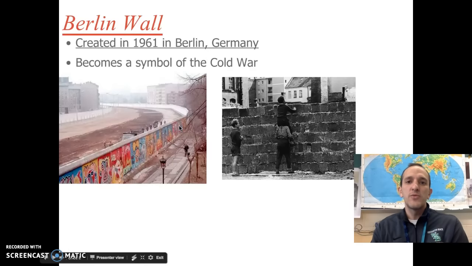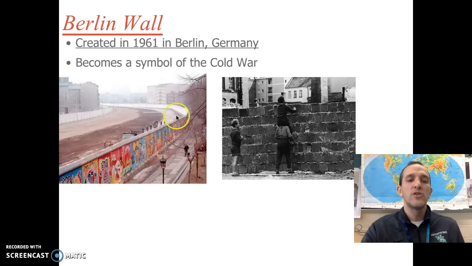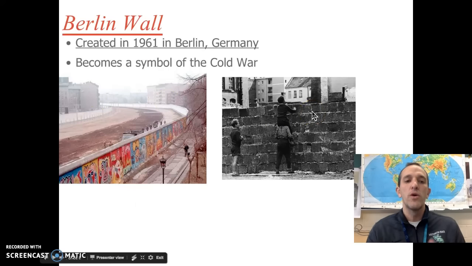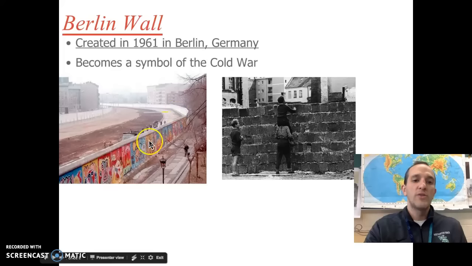In the process of splitting Germany in two and Berlin in two, there's going to be a wall created in Berlin. And this wall becomes the symbol of the Cold War. The wall, this is the western half. This is the democratic side. This is the eastern half, the non-democratic side. The goal of the wall was to keep people from leaving East Berlin to go into West Berlin, to keep people from leaving the totalitarian communist side and going into the democratic side.